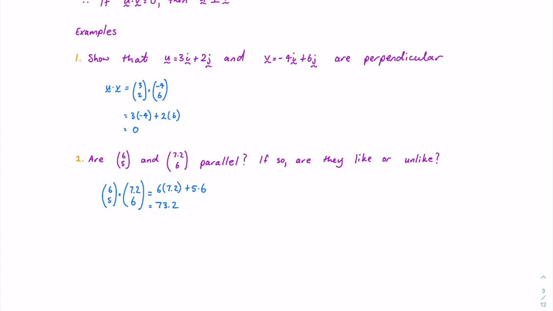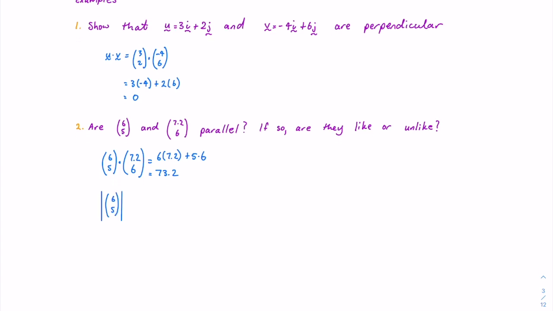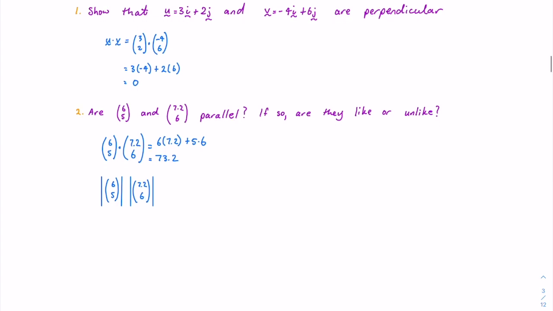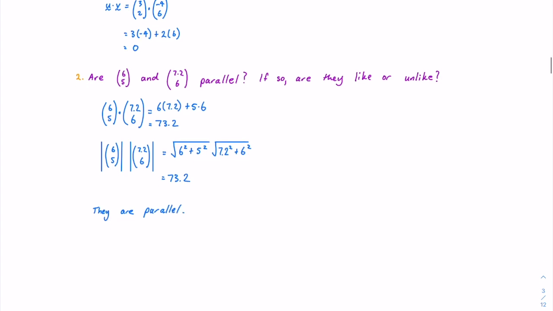Now, for parallel, I also need to find the product of their magnitudes. So we've got the magnitude of the vector (6, 5), and we multiply that by the magnitude of the vector (7.2, 6). So the magnitude of (6, 5) is the square root of 6 squared plus 5 squared, and (7.2, 6) is 7.2 squared plus 6 squared. You can just throw that all in your calculator, and it does equal 73.2. So therefore they are parallel, yes, they are. They're equal. Neither of them are negative, so they are like vectors, not unlike vectors. If one was negative, then they would be unlike.